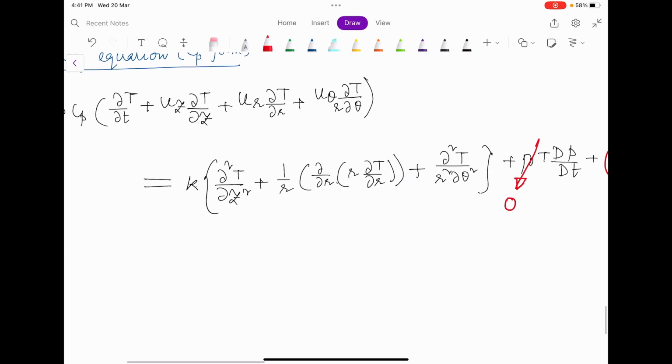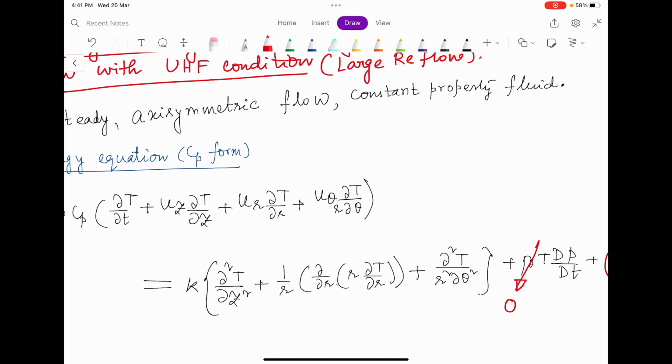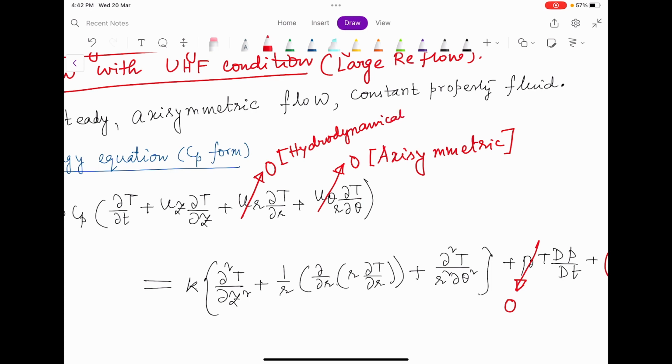Okay, and it is hydrodynamically developed. So I am having this ur equal to 0, axisymmetric, that is why this is 0. So in your note you must write this in this bracket or in your language: axisymmetric, and hydrodynamically fully developed flow. Okay, and then here also this is 0.